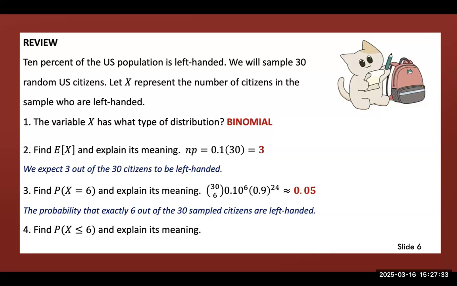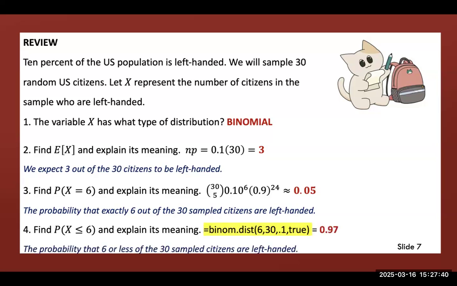So we could do that by hand, or we could use something like Microsoft Excel or Google Sheets. We've talked about this in a previous video. We said that we just type equals binom.dist 6, 30, the success probability, true, and that will give us the probability X is less than or equal to 6. If you put that into Google Sheets, you'll get about 0.97. Please verify that you get that value. So there's about a 97% chance that 6 or less of the 30 sample citizens are left-handed.